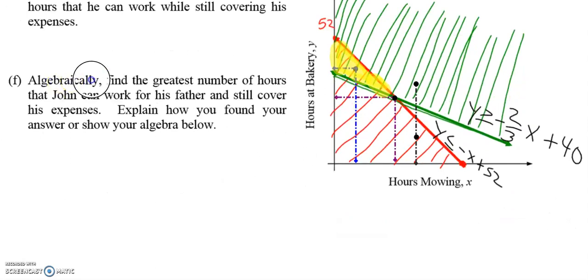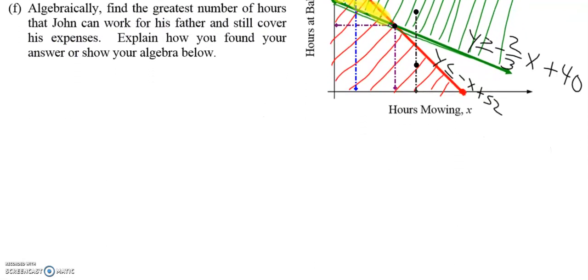All right, now algebraically find the greatest number of hours John can work and meet his expenses. So basically solve this algebraically, just like you've learned. So give that a pause and try to solve this system.